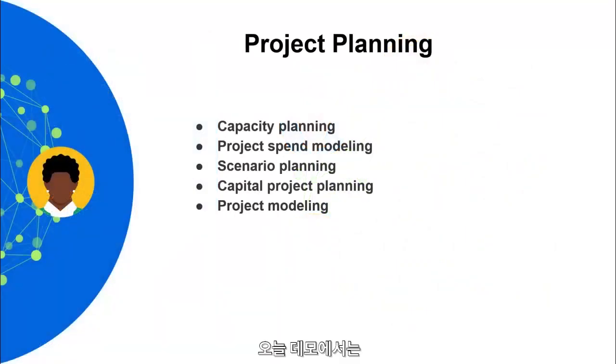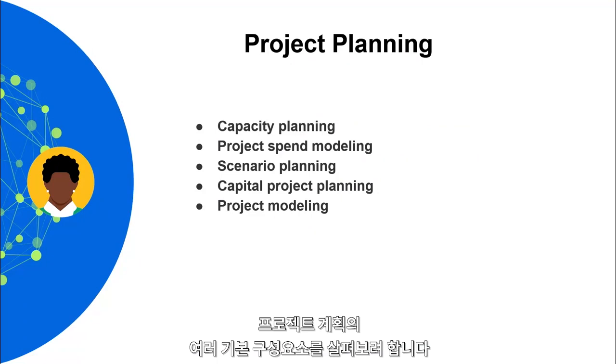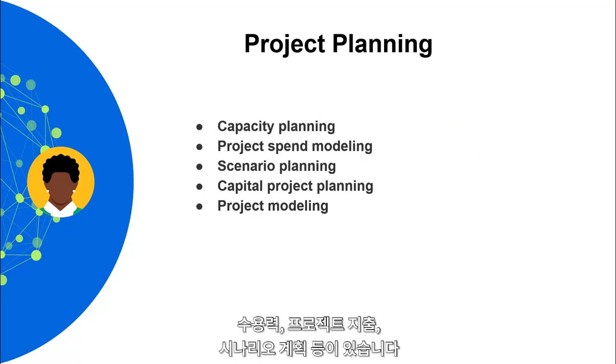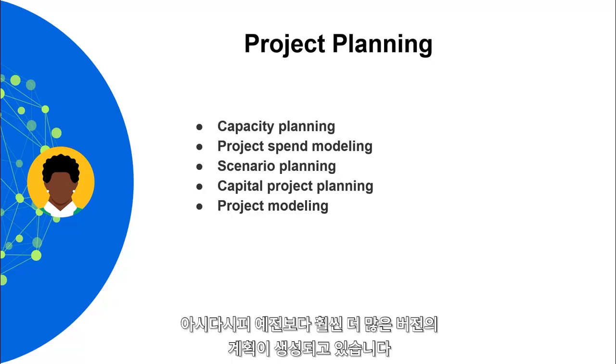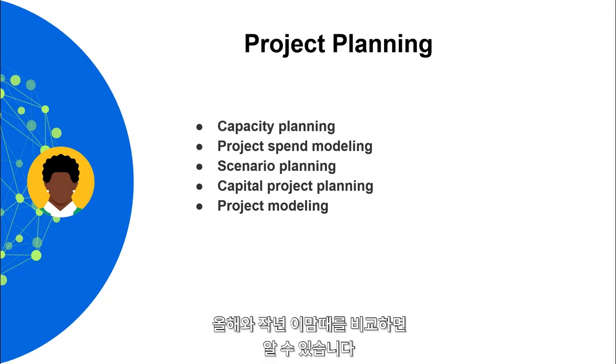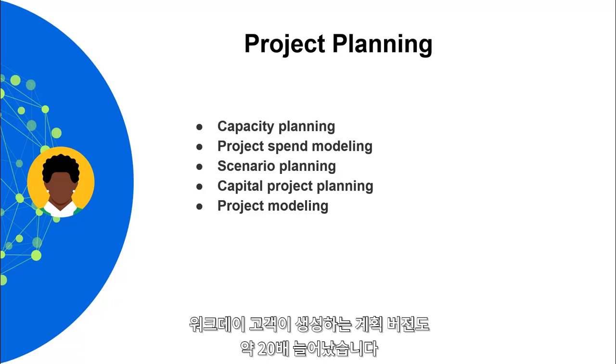What we're going to do in this demonstration is go through a couple of different main components of project planning. This could be capacity, project spend, or scenario planning. You think about how many more versions are being done right now this year than this time last year. It's about 20 times more from our customer base.